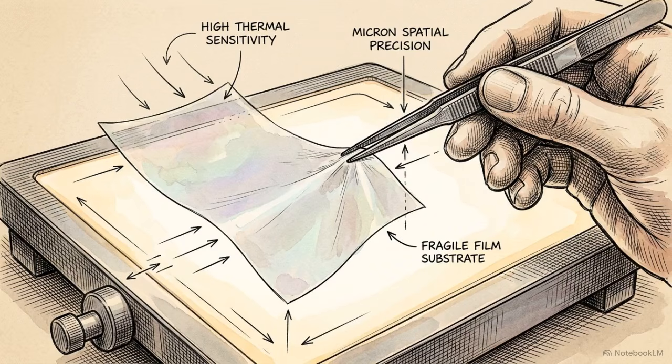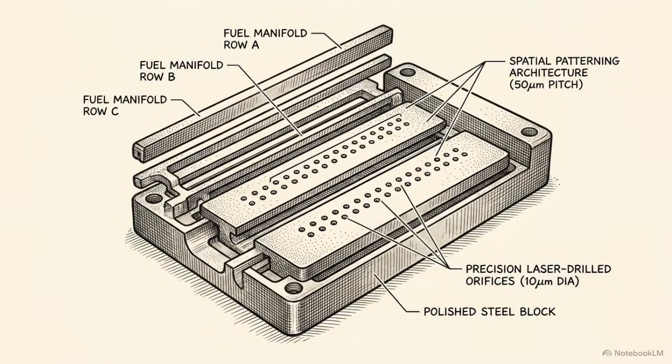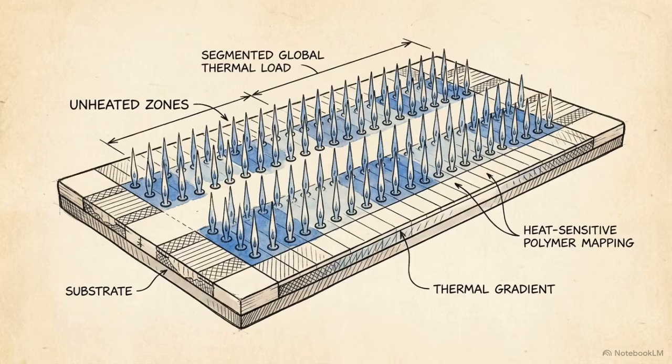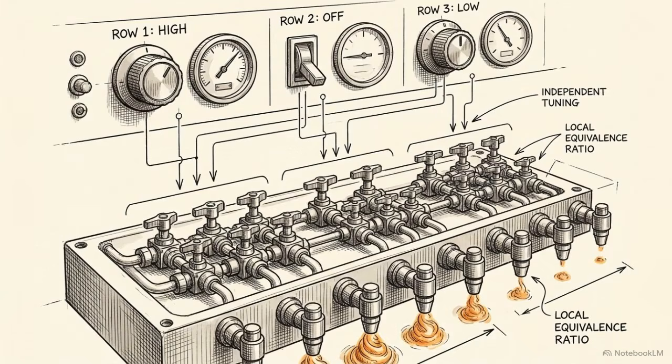This shifts the engineering focus toward microjet architectures. Rather than a single continuous flame front, these systems use distinct arrays of microscopic jets distributed across multiple fuel rows. Segmenting the treatment area this way minimizes the global thermal load, allowing thin or heat-sensitive polymers to be treated without warping or melting. Because the rows are isolated, operators can tune the local equivalence ratio independently for each one, creating tailored, spatially patterned chemistry across the web.